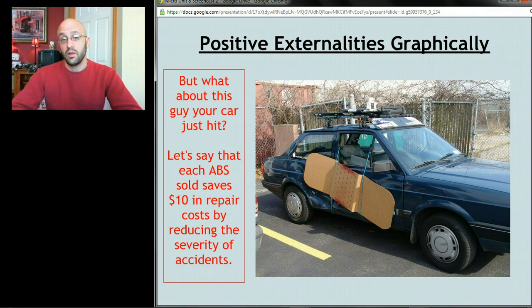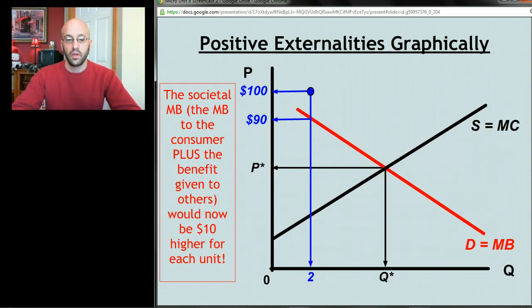But what we haven't considered in this graph is this guy, the guy your car just hit. Let's say that each anti-lock braking system, or ABS, saves $10 in repair costs by reducing the severity of accidents. That's essentially saying that if I buy anti-lock brakes, I'm going to benefit somebody else by the amount of $10. So the societal marginal benefit, the marginal benefit to the consumer plus the benefit given to others, would now be $10 higher for each unit sold.